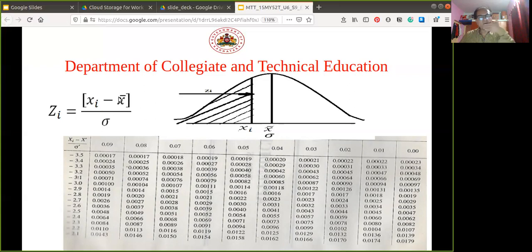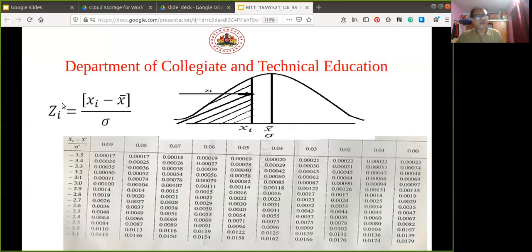Suppose xi is the value here. This value is xi, and it will not be a negative value; it will be a positive value. And x bar will be this value, which will again be a positive value. When you subtract xi minus x bar, in this diagram xi will be less than x bar. This is the mean value. Towards the left side xi will be reducing, and towards the right side the value of xi will be increasing.